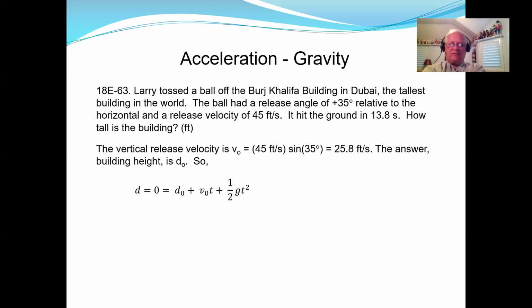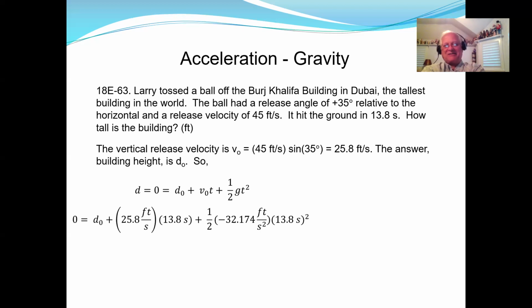So I can solve this out. I write my distance equation. My d naught is what I want to solve for, the height of the building. I know that at some point it's going to hit the ground, at which point d is equal to 0. And I know my initial velocity v naught is 25.8 feet per second. I know g, so I should be able to solve for t. No, I know t, it's 13.8 seconds. It was given. So I can substitute in all those numbers and solve for d naught directly.